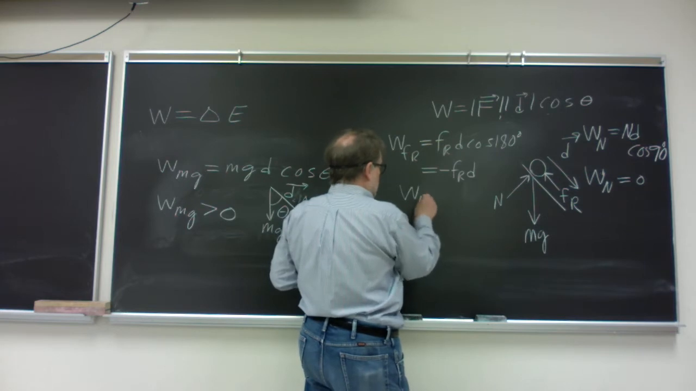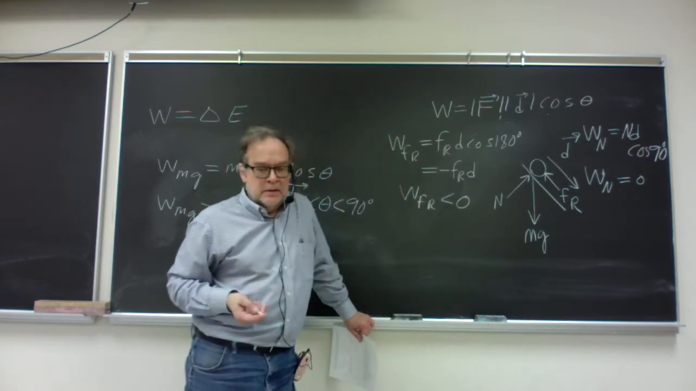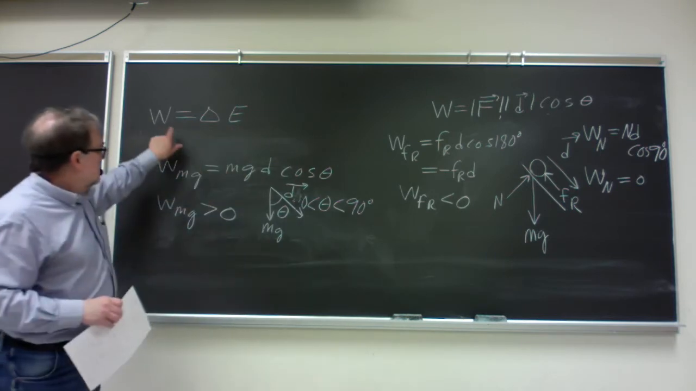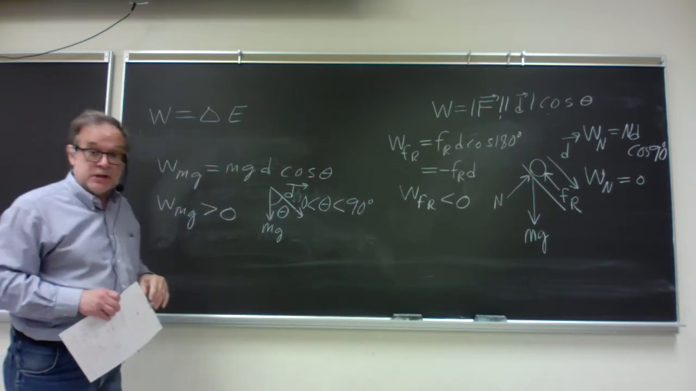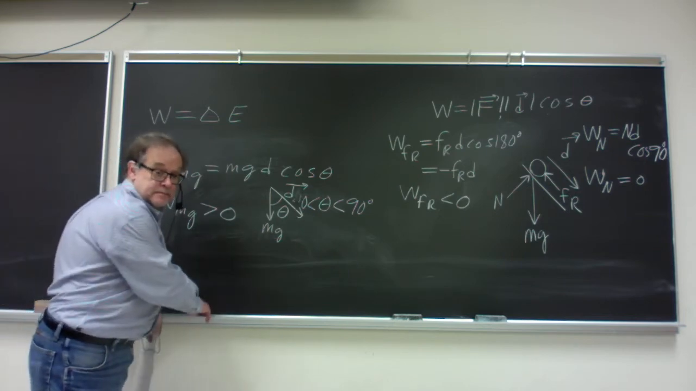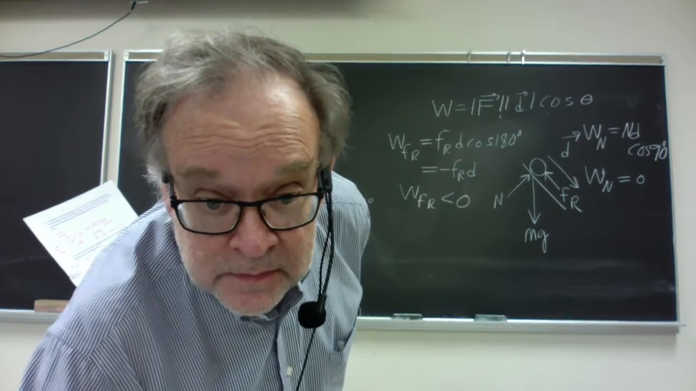Work done by the rolling friction is negative. That is, it causes a negative change, a decrease in the system's total energy. Takes energy away from the ball in this case.